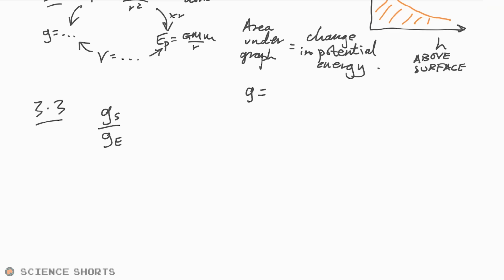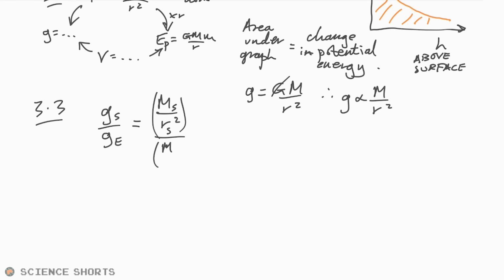So we know that g is equal to big GM over r squared. Now, what do we know is staying the same for the Sun and the Earth? Well, it's just going to be G, isn't it? Because M is going to be different and r is going to be different. So we can say g is proportional to M over r squared. So we can replace g on both the top and the bottom with their M's and r's. So I'm going to say the mass of the Sun divided by the distance, sorry, not the radius, distance to the Sun squared, and then that's going to be divided by the mass of the Earth divided by the distance to the Earth, squared.